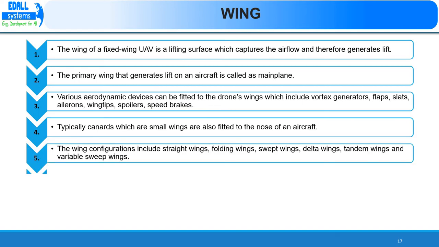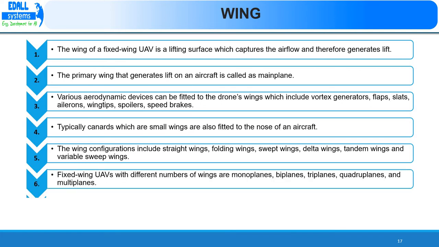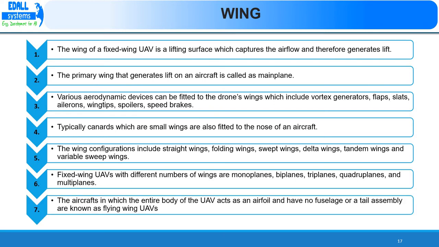The wing configurations include straight wings, folding wings, swept wings, delta wings, tandem wings, and variable sweep wings. The fixed-wing UAVs with different numbers of wings are monoplanes, biplanes, triplanes, quadruplanes, and multiplanes. The aircraft in which its entire body acts as an airfoil and has no fuselage or tail assembly are known as flying wing UAVs.